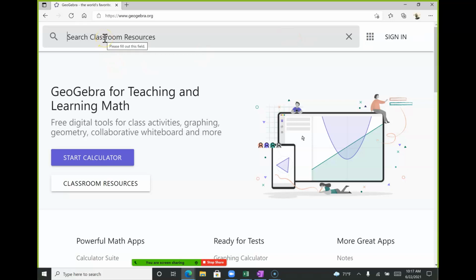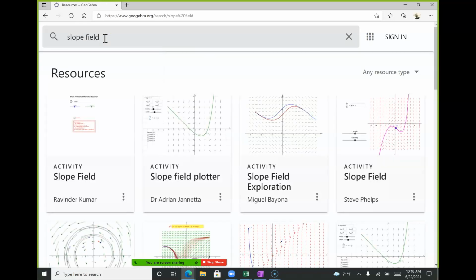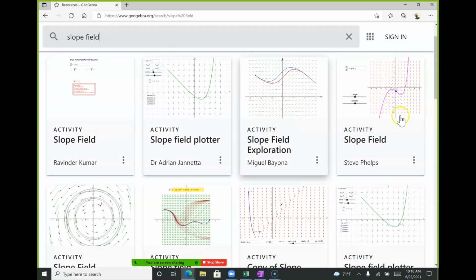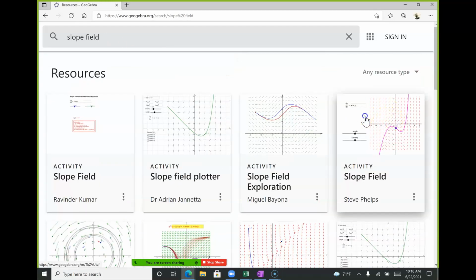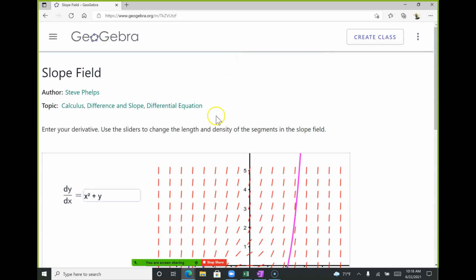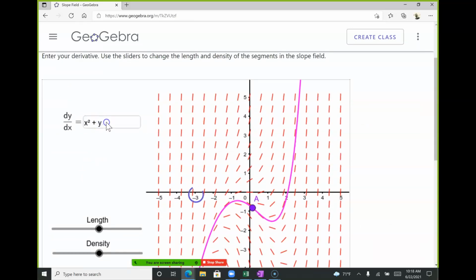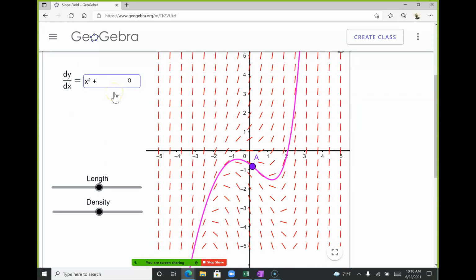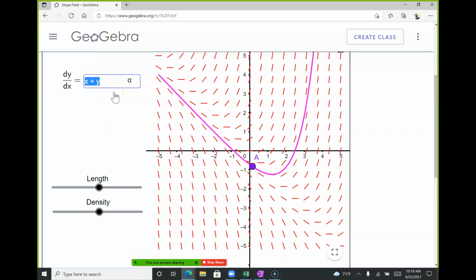So I want to do a slope field again. You probably have that one bookmarked already in the chat from David. Put that there. I like the Steve Phelps. And I want to put in my differential equation of x plus y. So there it is.